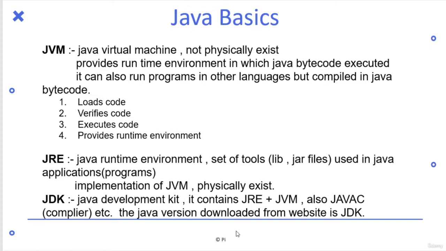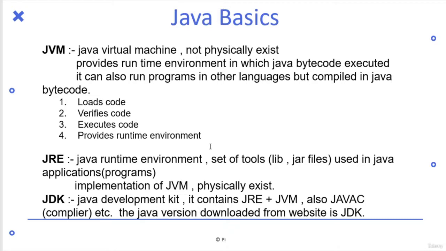The Java Virtual Machine is not a physically existing machine. It is a virtual machine. It provides the runtime environment in which Java bytecode is executed. It also runs programs in other languages that are compiled to Java bytecode. Basically, it loads code, which is very important in the server end part. It verifies the code, detecting compiler errors and the like, executes code, and provides the runtime environment. Why I'm telling you about the JVM is that if you are getting a runtime error, there is no need to check your web application code. You have to check your basic core Java code. So these are the things you are going to use here.